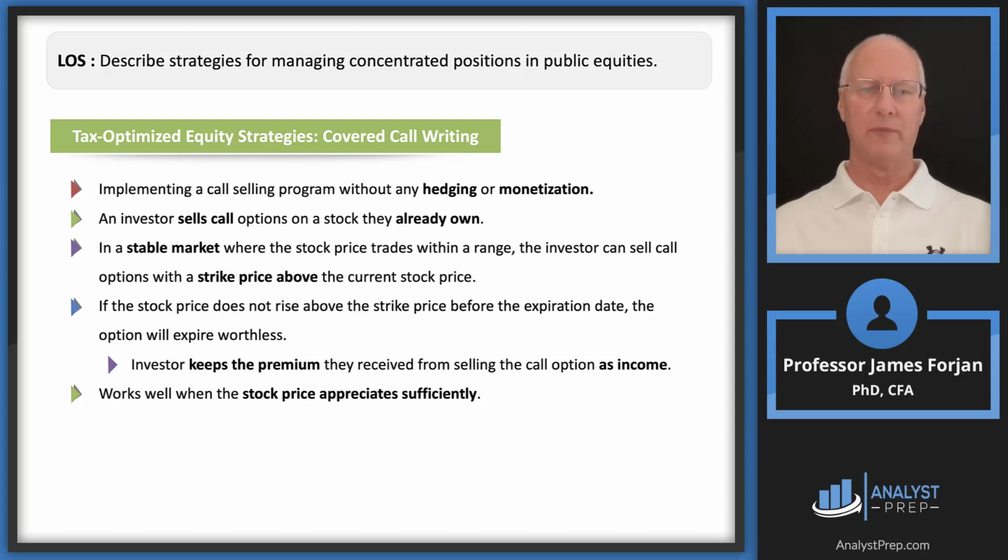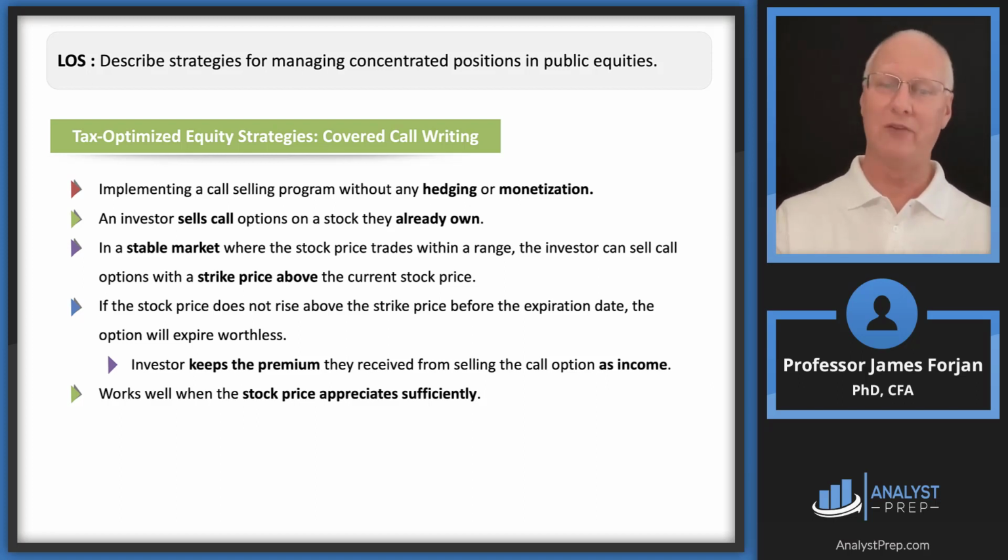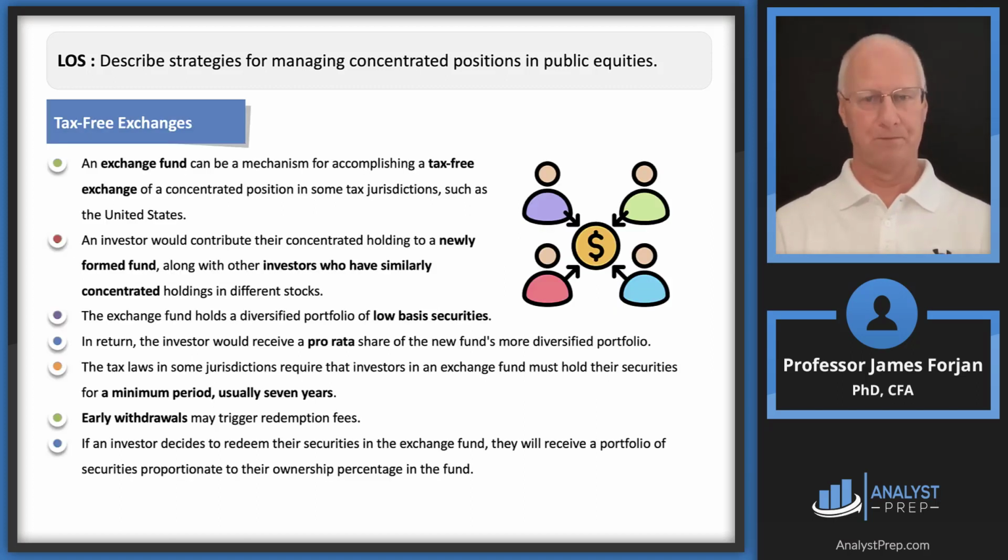Covered call writing. So what does this mean? We know this from level 2. We own the stock and we're going to go ahead and write a call option. This is part of this tax-optimized equity strategies. What happens here in a stable market, suppose that the stock price stays somewhere around the exercise price? Then we get to keep the premium, but we have to report that as income. But if the stock price appreciates, well, what then? We had already agreed to sell it at a certain price. And so then somebody else gets to pay that capital gain and we don't have to do that.